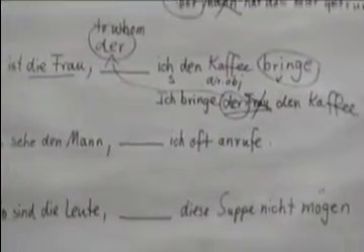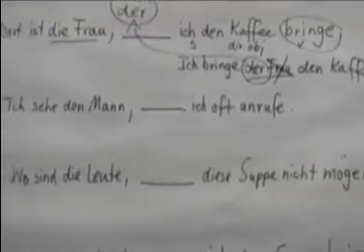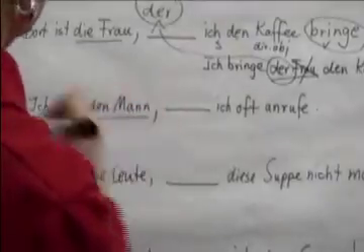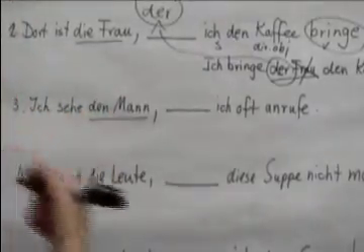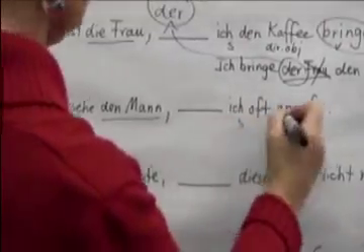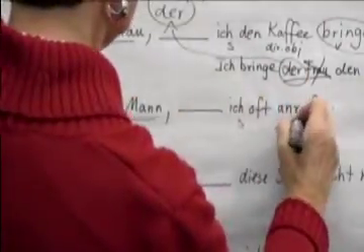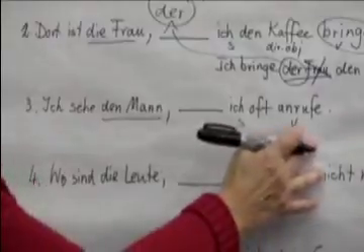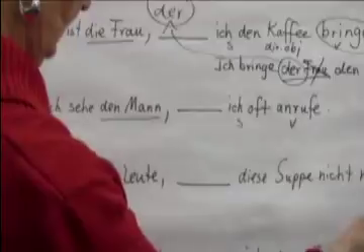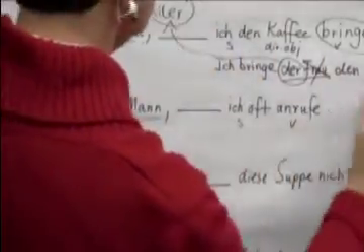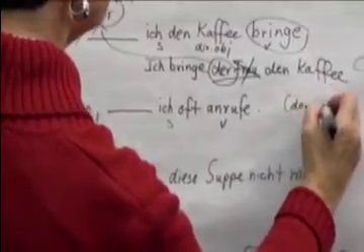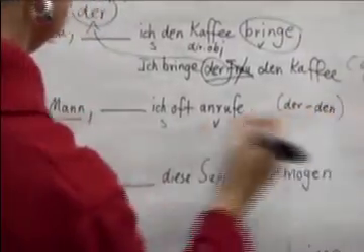Okay, let's look at another sentence. Ich sehe den Mann, ich oft anrufe. All right, den Mann. Ich sehe den Mann, ich oft anrufe. Now, let's analyze. Ich is your subject. Anrufe is our verb. So what's missing in the sentence? Oft is just a time expression. Subject, verb, direct object, right? Okay, so what's the direct object of der Mann? Der to den, remember, accusative.